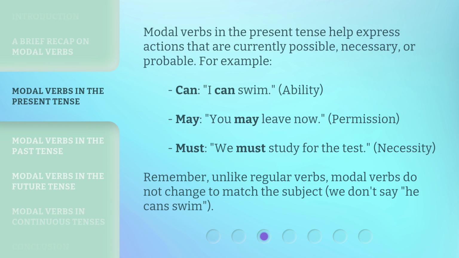Modal verbs in the present tense help express actions that are currently possible, necessary, or probable. For example, can: I can swim. Ability. May: you may leave now. Permission. Must: we must study for the test. Necessity. Remember, unlike regular verbs, modal verbs do not change to match the subject. We don't say, he can swim.